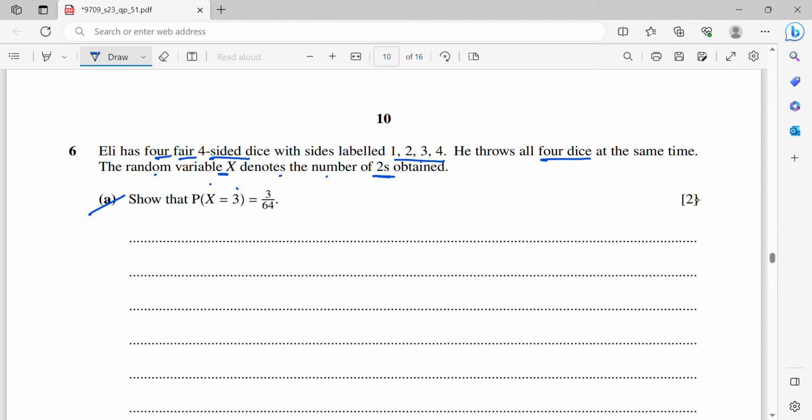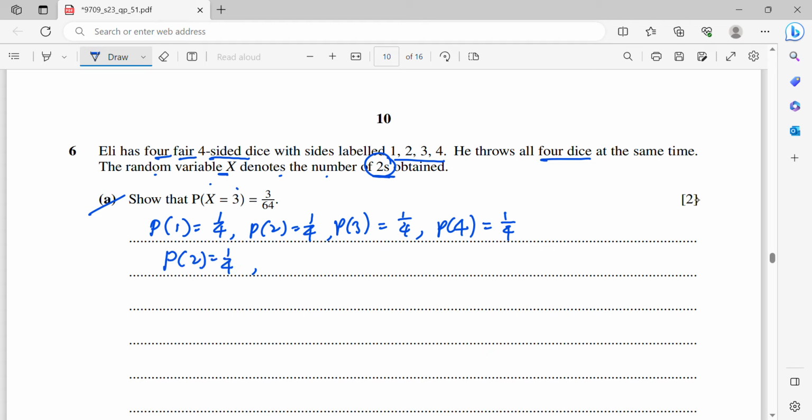Now, from here, you should understand that P1 is 1 over 4, P2 is 1 over 4, P3 is 1 over 4, P4 is 1 over 4. So now our constant is 2. That means P2 is 1 over 4. If not 2, it will be the rest.